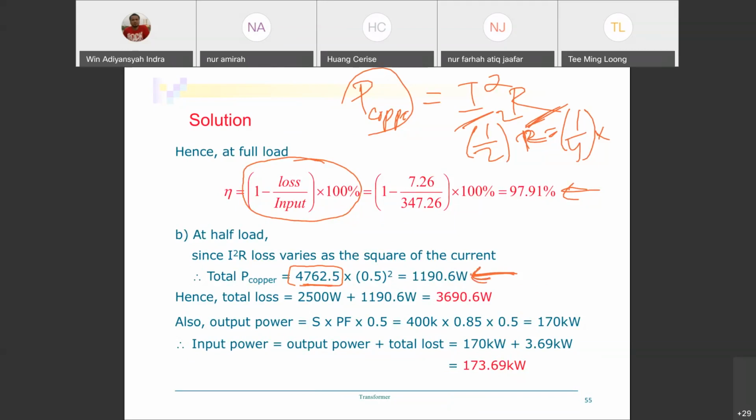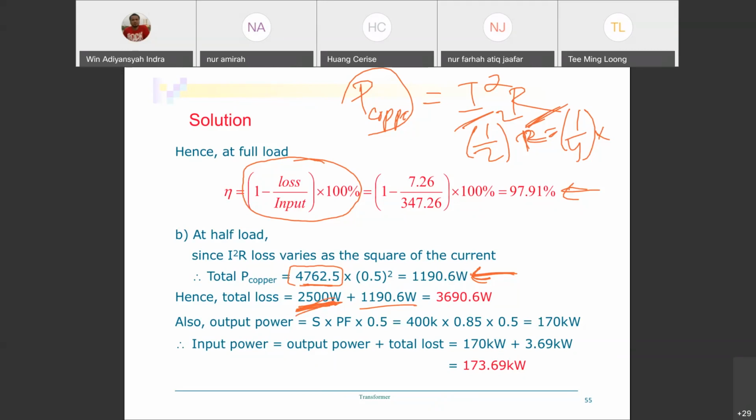So the total loss is the iron loss plus this one. Why is the iron loss not changing? Because it has nothing to do with the load. Iron loss is the loss from the material of the transformer. It has nothing to do with the load. The load will affect only the copper loss. Okay, copper loss.